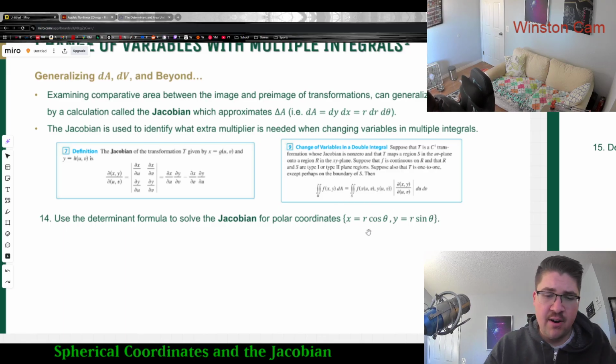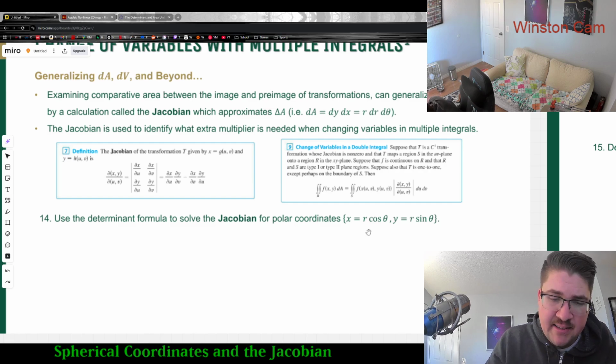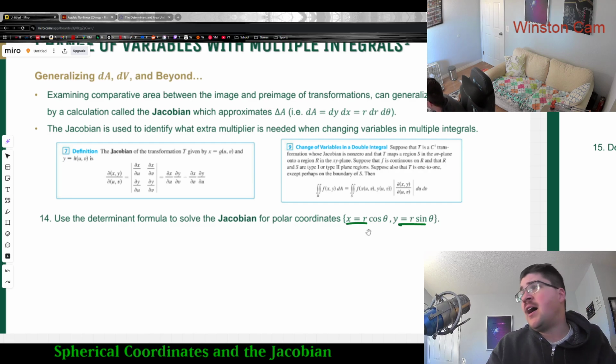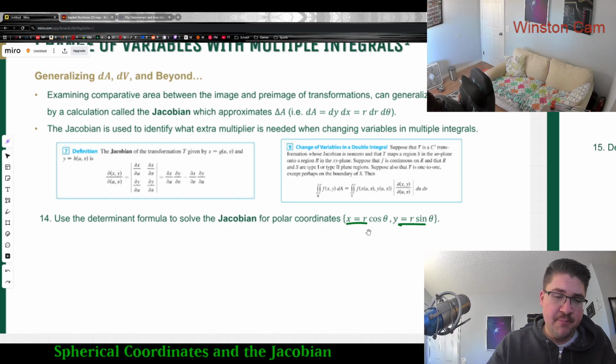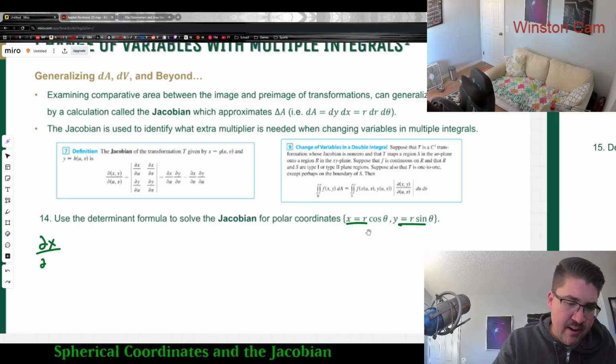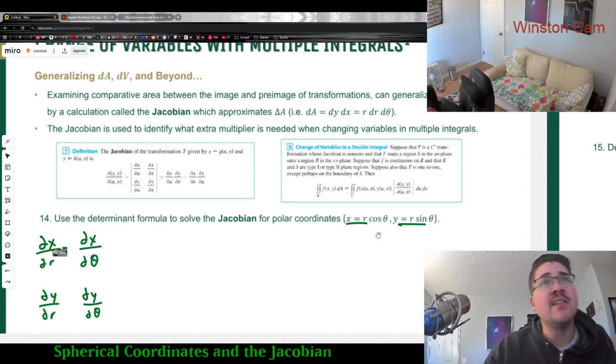Because again, we have our transformation of x and y as, not u and v, but functions of r and theta. And what we could do is look at, well, what is dx dr? What is dx d theta? What is dy dr? What is dy d theta? And each of those things, well, dx dr would just be, well, derivative of r is 1.